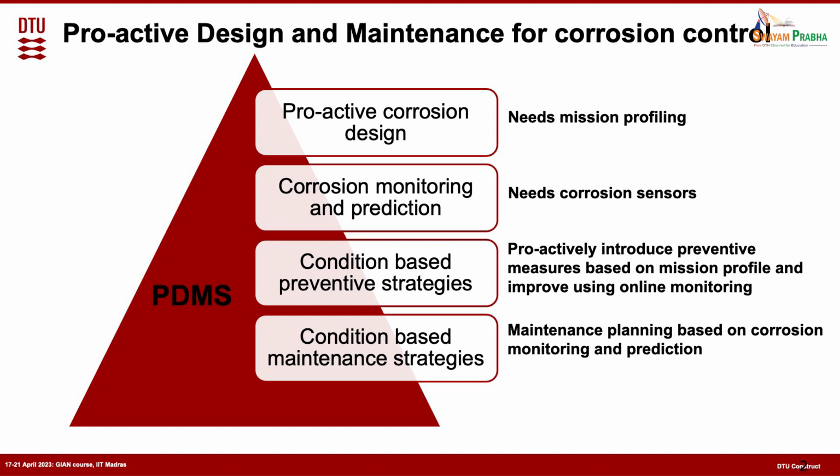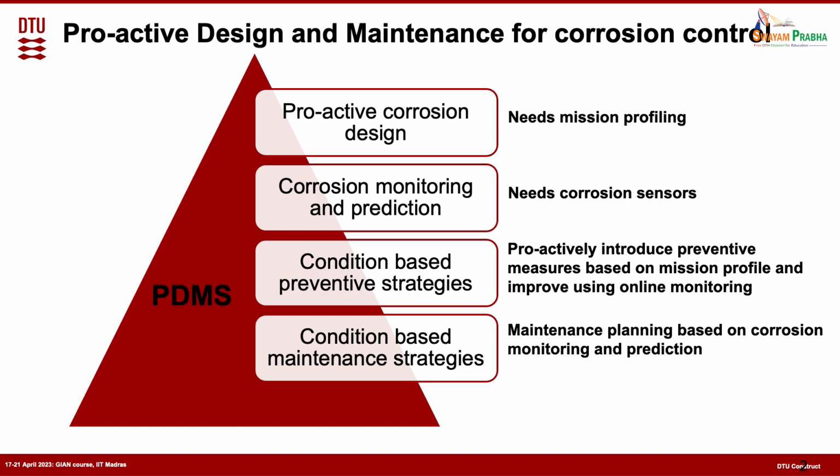So sometimes what will happen is you don't get that much information in mission profiling. So you start with some preventive measures, but then you improve those preventive measures as you get more and more information from the online monitoring and the sensing data. And then it comes to the condition-based maintenance strategies.